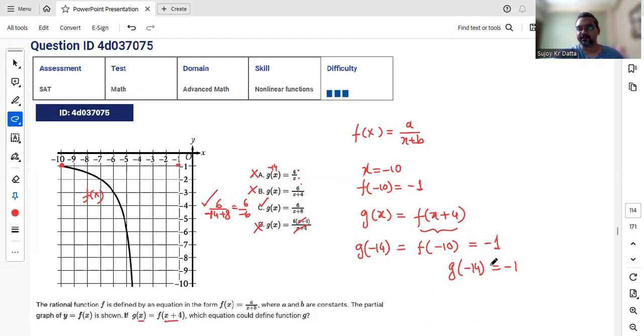It's a much more simple solution by picking values from the graph. See, when a graph is given, try to use those values from the graph and try to see whether you can figure out a shorter way. All right, let's move on to the next.